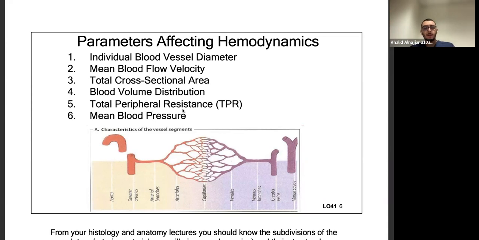Okay, TPR or SVR, total peripheral resistance or systemic vascular resistance, will definitely affect the hemodynamics because the resistance, again, limits the blood flow.